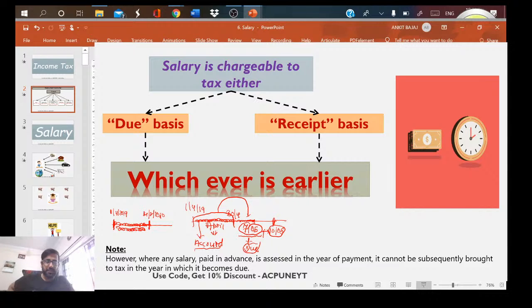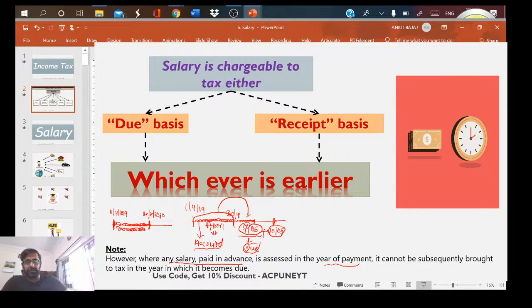Sir, we are having MCQs. Okay. Here a note is given where any salary paid in advance is assessed in the year of payment. If you are receiving any salary in advance, that will be taxable in the year in which you are receiving your advance salary. Is it clear?